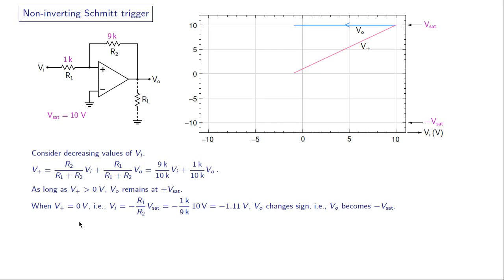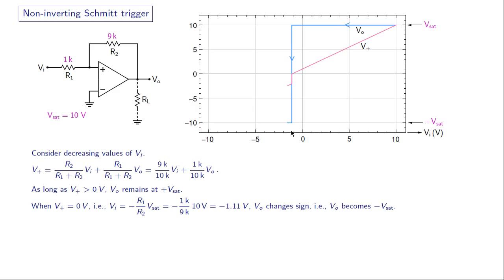And when does that happen? When does V plus become 0? For V plus to become 0, this expression has to become 0, and that gives us Vi equal to minus R1 by R2 times Vsat, which is minus 1 by 9 times 10, or minus 1.11 volts. So when Vi is minus 1.11 volt, then VO changes sign, that is, it goes from plus Vsat to minus Vsat. So this is how VO has changed from plus Vsat to minus Vsat.